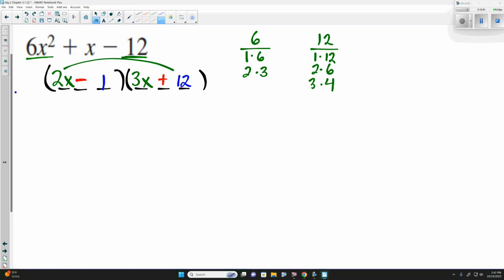Now, if we did check this, 2 times 12x is 24x. 1 times 3x is negative 3x, which gives us a positive 21x. Well, that's not what we want.